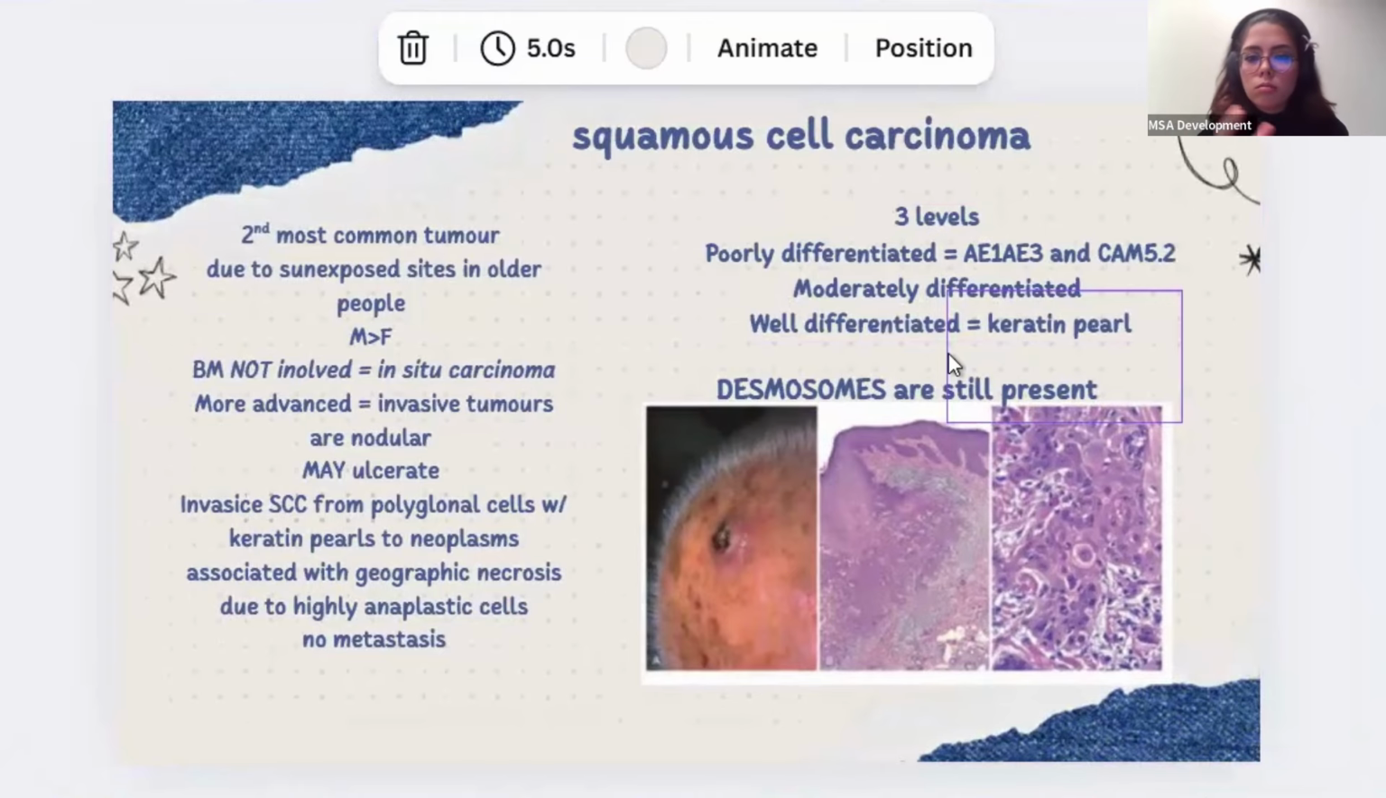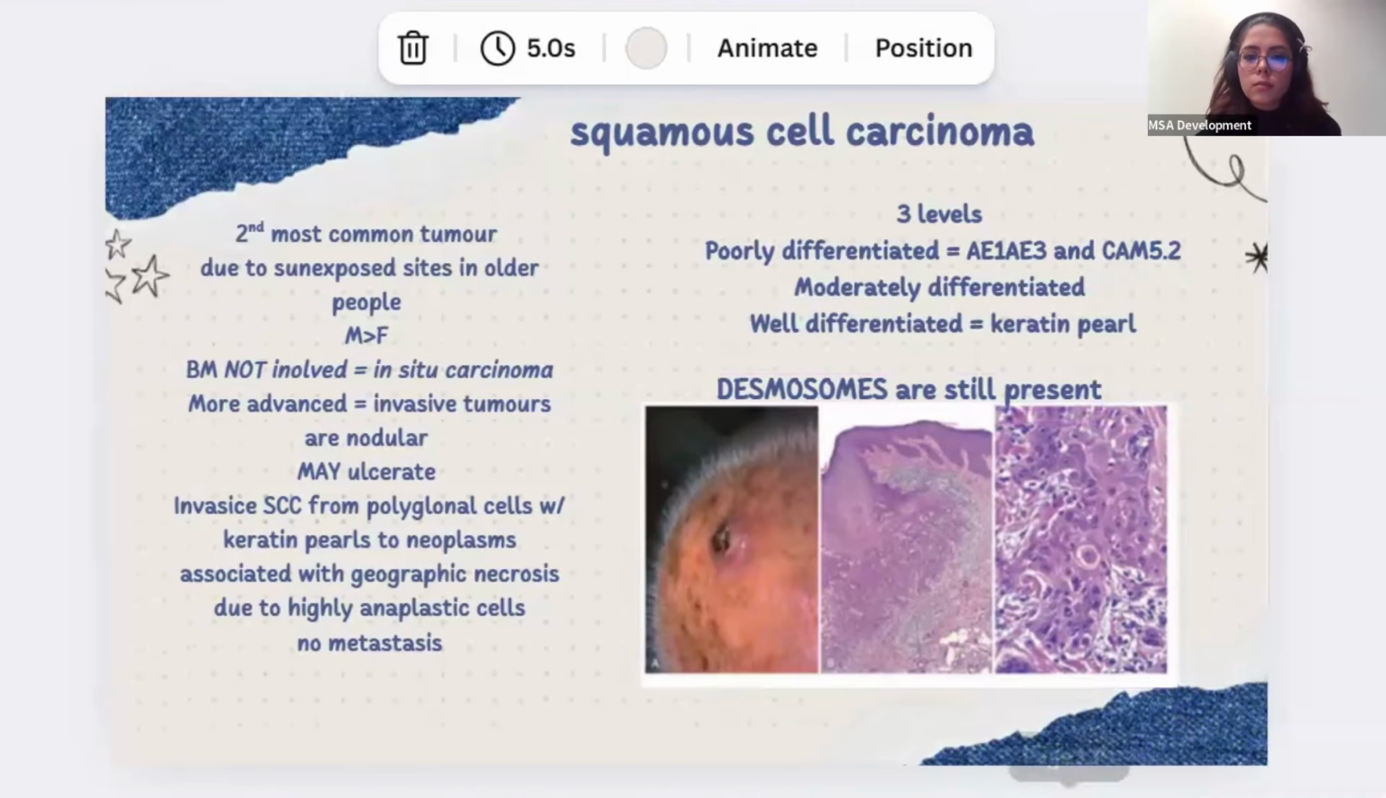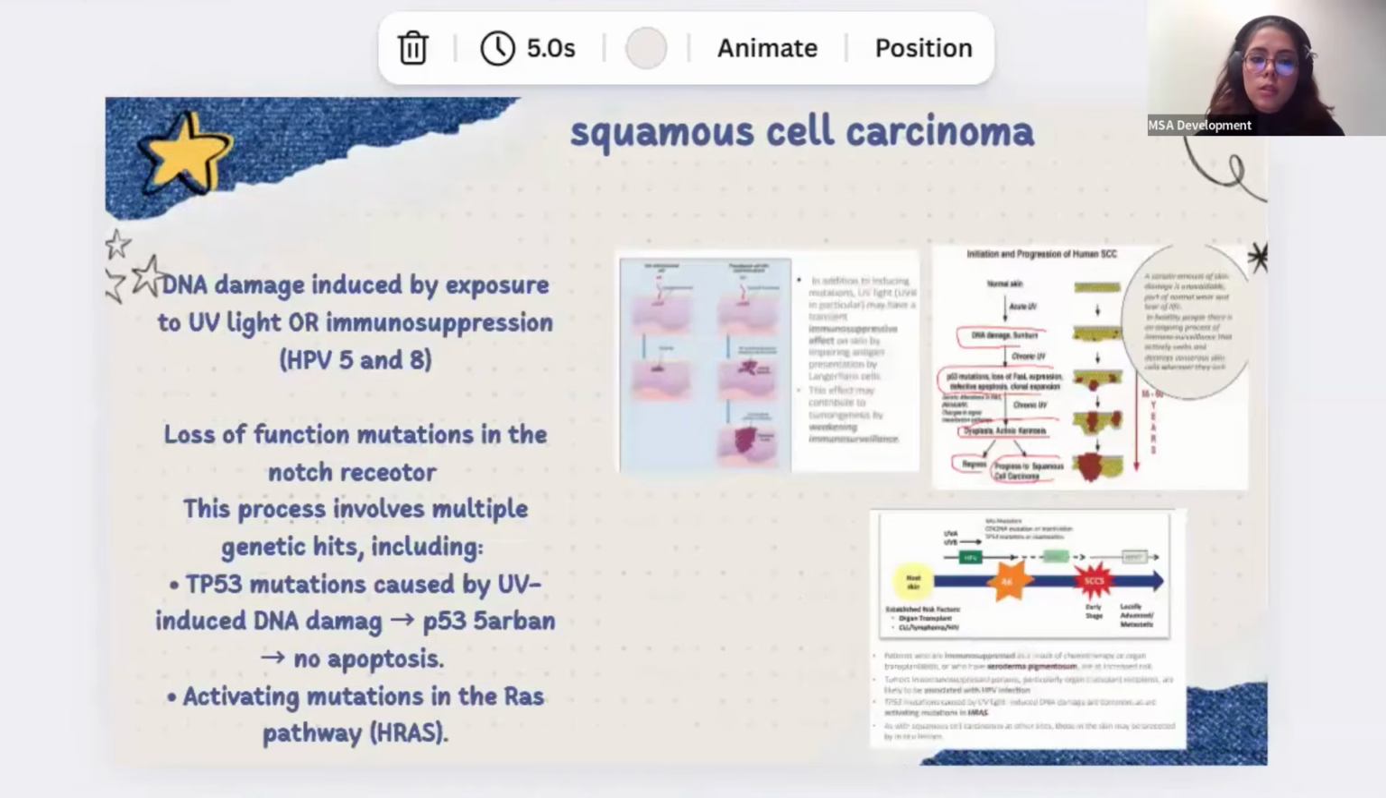Well differentiated, you see keratin pearls. The others, moderately differentiated, you might. Poorly differentiated, you don't see them. Desmosomes are still present. Okay. Squamous cell carcinoma, as we said, is due to sun damage, UV light.